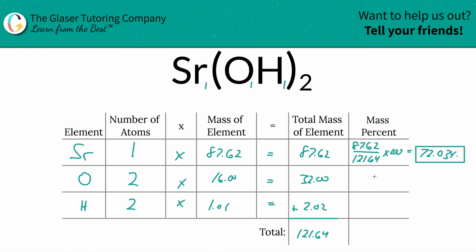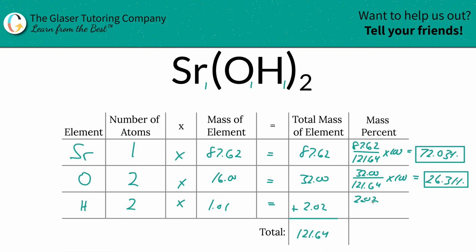Right? Next would be for oxygen. Take the total mass of the oxygen, so you're only using this part of the table, this column. Okay? So total mass, 32, divided by the total mass of that compound, 121.64. Multiply that by 100, and you're going to get 26.31%. And then last but not least, same thing for hydrogen.